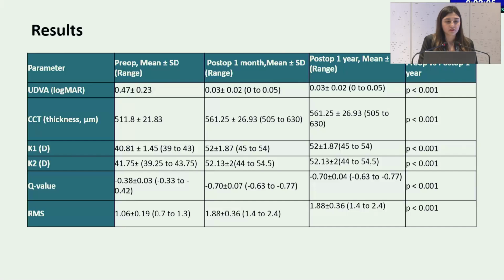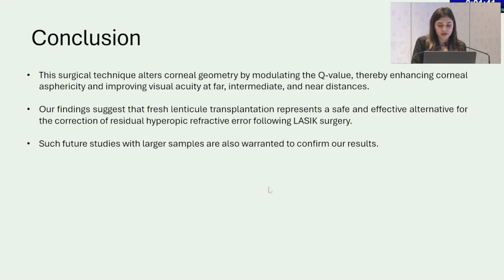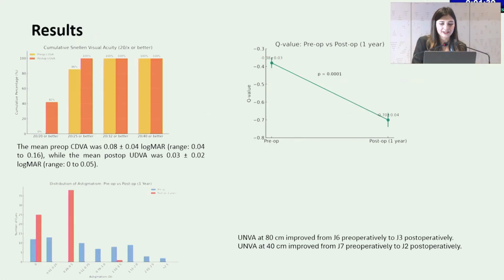The uncorrected distance visual acuity, corneal thickness, K values, and RMS values increased postoperatively, and the Q value decreased postoperatively from negative 0.38 to negative 0.70, and the uncorrected near visual acuity at 80 centimeters improved from Jaeger 6 to Jaeger 3, and at 40 centimeters improved from Jaeger 7 to Jaeger 2 postoperatively.